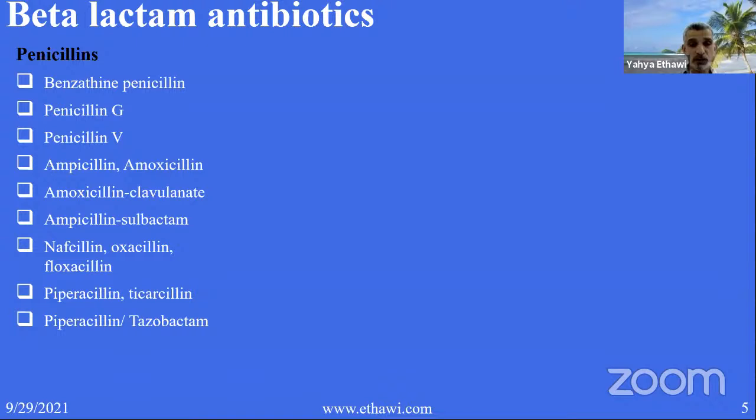The piperacillin and ticarcillin are more against Pseudomonas, and they also act against staph, but only the MSSA. And piperacillin-tazobactam, or pip-tazo, has a wider spectrum and has very good coverage of gram-negatives.